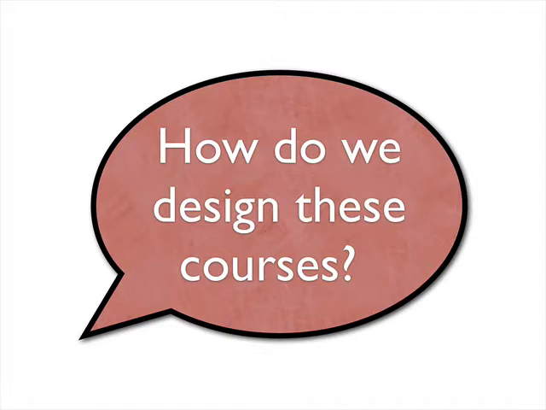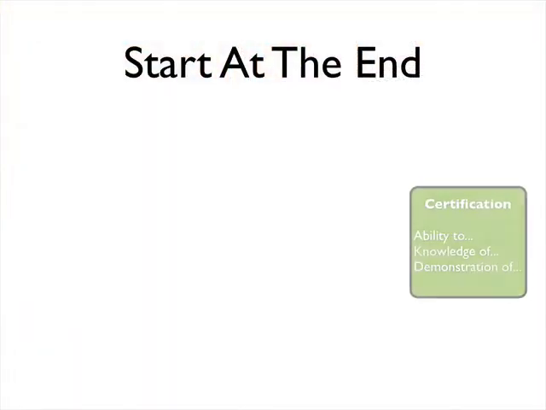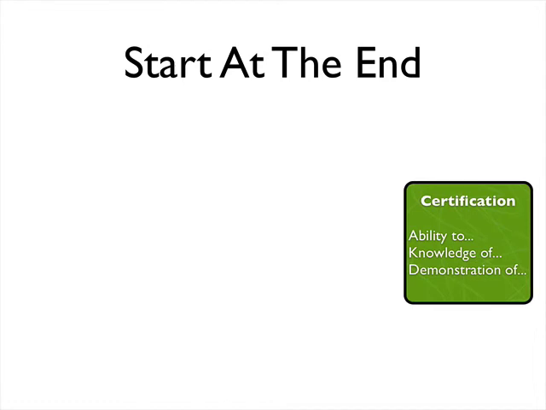So how do we design effective MOOC courses? Well, my perspective on this is we start at the end. We follow the example of, say, a movie like Memento, where the first scene in the movie is the end of the movie. We see a similar outcome in the movie Citizen Kane, where it's not until the end of the movie that we understand the significance of the first scene. So to design an effective course, we begin with certification. We work out what is it we're there to assist the student with.